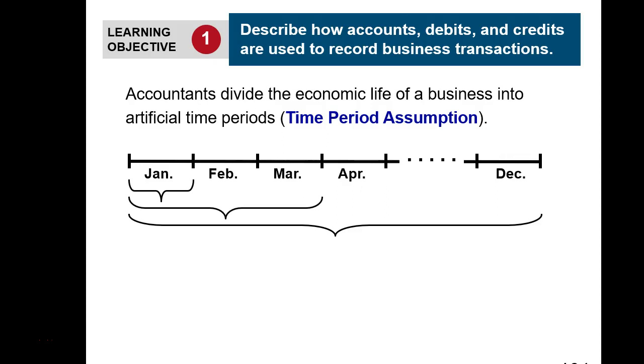The fiscal year of a company would be a 12-month time period, and sometimes reports are prepared even on a more frequent basis. So generally, we're looking at a month, a quarter, or a year as the time period assumption. And at the end of these different time periods, we have to make what's known as different types of adjusting entries.